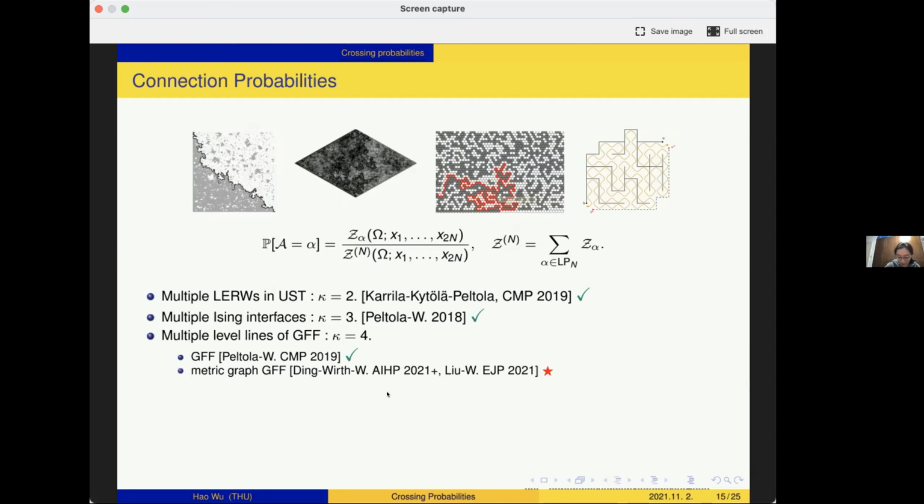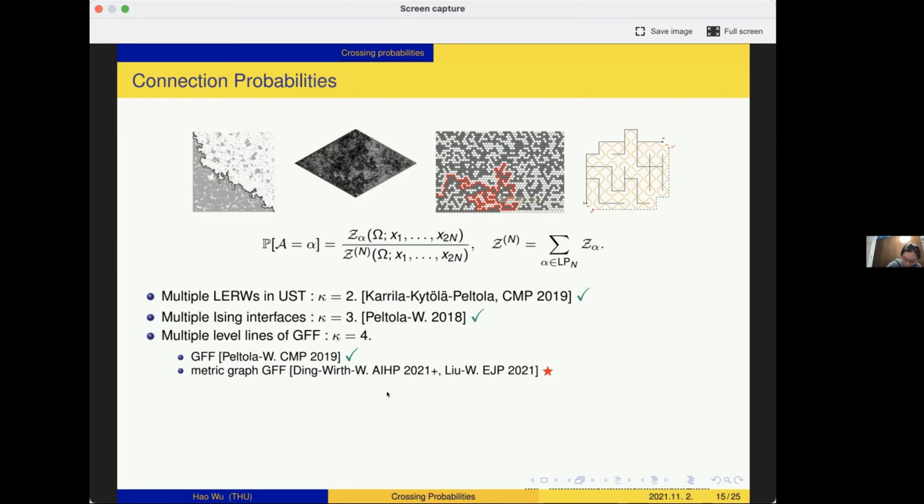And for the level lines of Gaussian free fields, for this case it is a little bit interesting because in fact there are 2 versions of a discrete GFF. One version is the usual one we use, and for that one, we believe that the connectivity between the level lines of the Gaussian free field will converge to the corresponding formula for the continuum Gaussian free field.